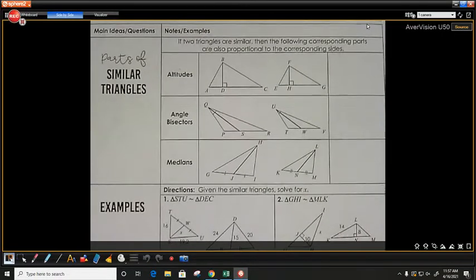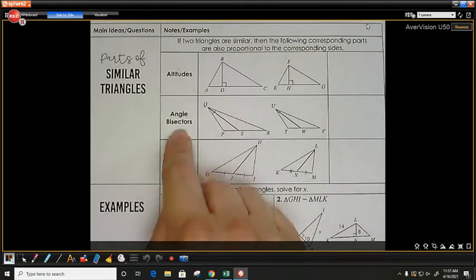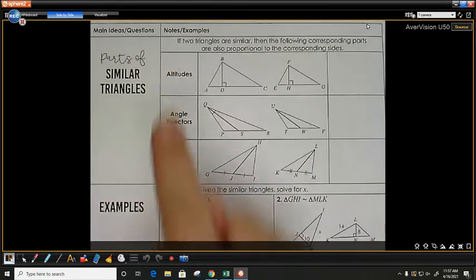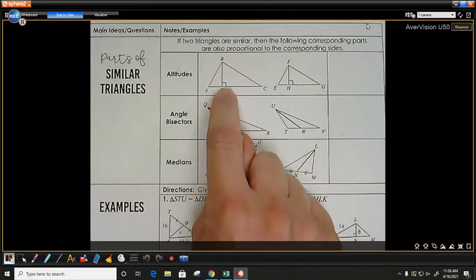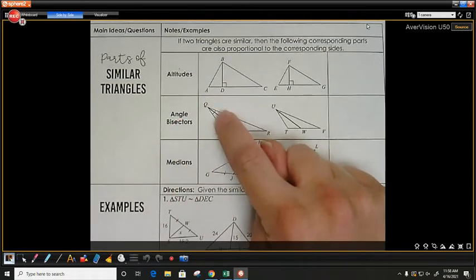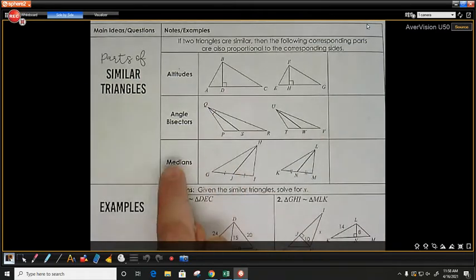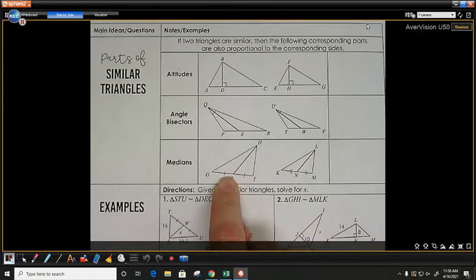Okay, so the next part of our lesson today is parts of similar triangles. If you remember back when we started triangles first semester, we talked about the altitude, the angle bisector, and the medians. Altitudes are from a vertex to the opposite side of the triangle, and it always makes a right angle. Angle bisectors are from an angle to the opposite side, and it bisects or cuts that angle into two congruent pieces. And then the median, again, is from the vertex to the opposite side of the triangle.